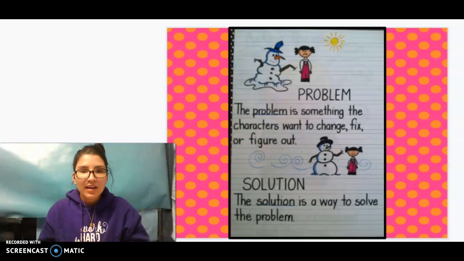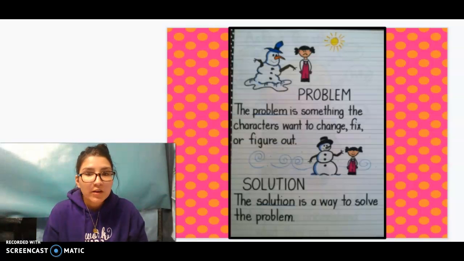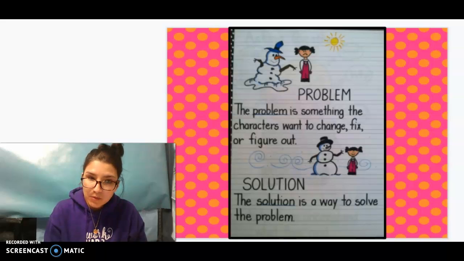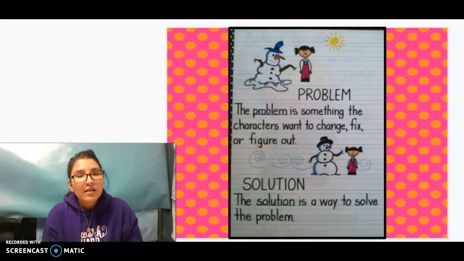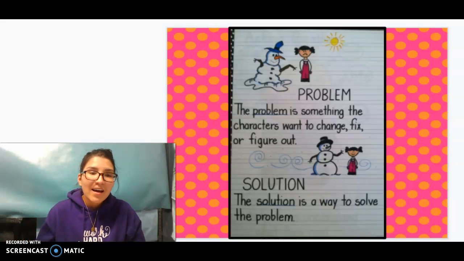So, again, the problem is something the characters want to change, fix, or figure out. That's a problem. The solution is a way to solve that problem that the character is having. Okay, I hope you like this little review over problem and solution.